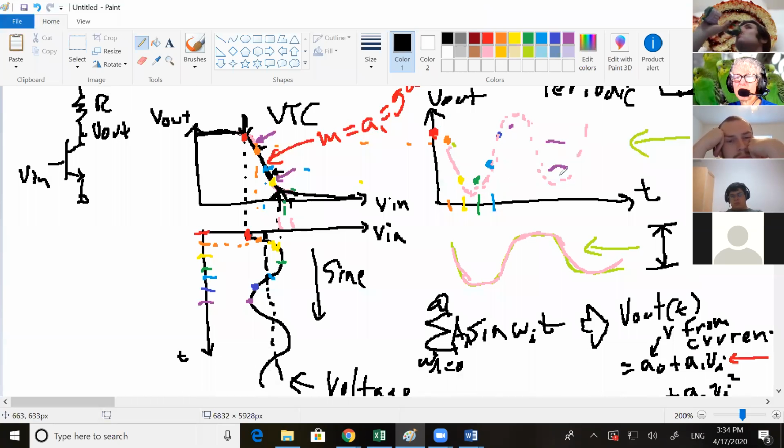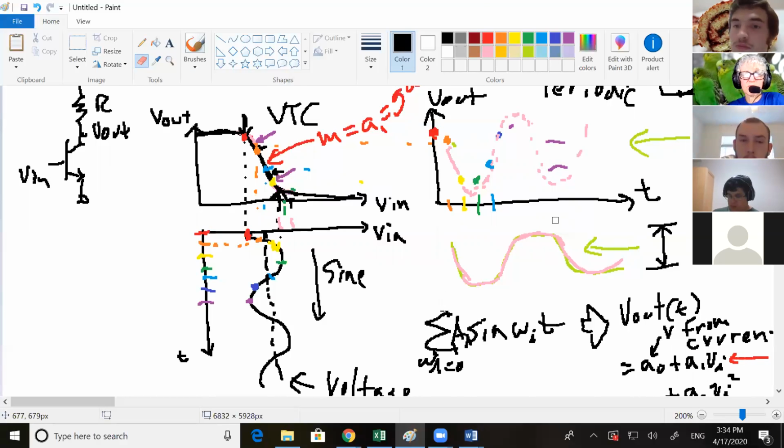So in general, and for this graph, if you want to come up with an equation for what this graph looks like, it's periodic, so it can be represented by the sum of an infinite number of sine waves of varying amplitudes and frequencies. Okay.